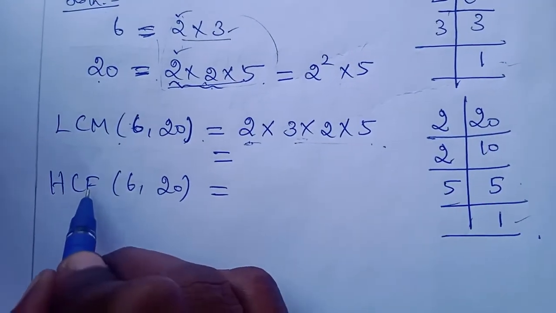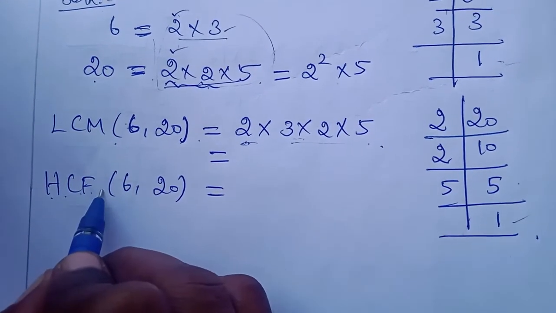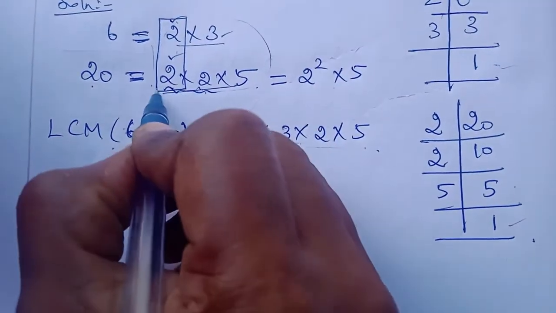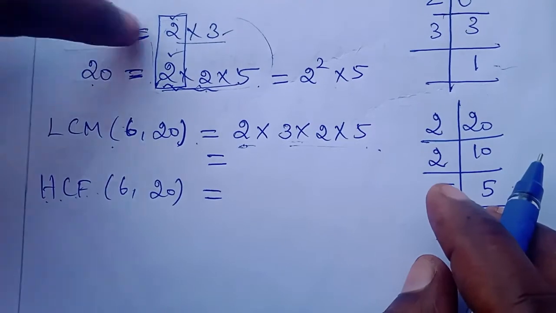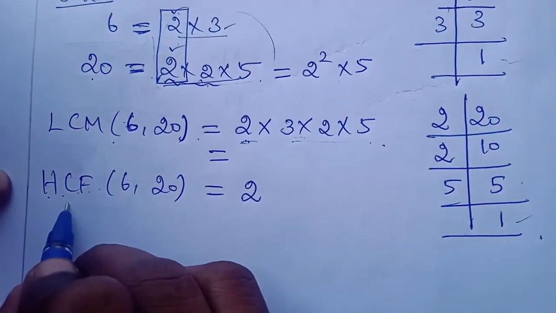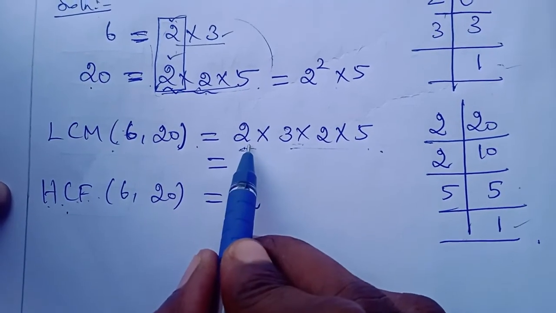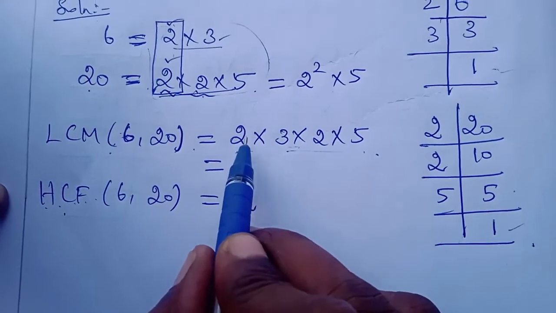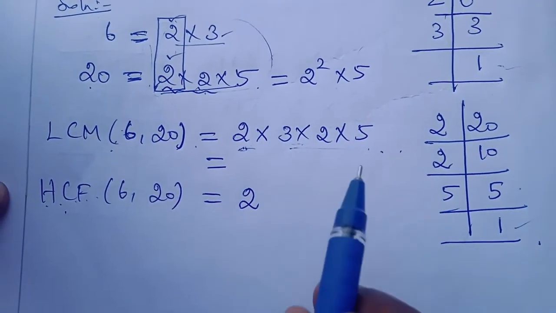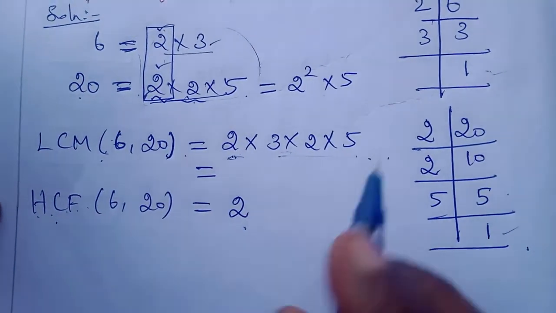Next, HCF. HCF means highest common factor. So you have to write the same number alone. For 6 and 20, these two only are the same factor, right? That 2 alone will come here for HCF. Hope you understand. For LCM, first you have to write the common factor, and then you should write all the remaining factors also. But in HCF, you must write only the same number, the same factors alone. That's it.